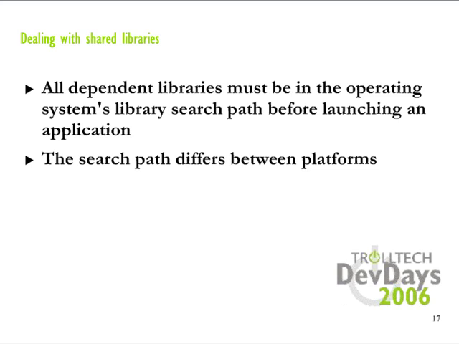If you have an application and you link to shared libraries, all your dependent libraries must be in the operating system's library search path. Otherwise, your operating system won't launch your application. So everything you link to, when the user double clicks or executes your binary, all these libraries have to be in the shared path. Now comes the bad part of it. The search path differs between platforms.